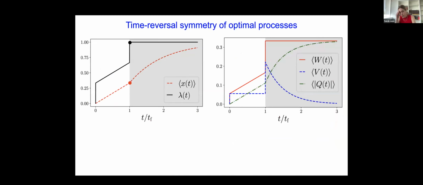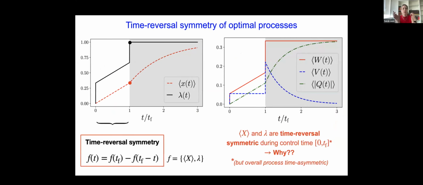Then my experimental collaborators noted something peculiar about all the optimal solutions that we looked at. And that is the following. If we look at the overall process, it is not time reversal symmetric, because at the end, we're actually not in equilibrium and there's going to be a relaxation afterwards. However, if we just focus on the time during which we conduct the control, so from time 0 to TF, both the particle trajectory as well as the protocol obey this time reversal symmetry property. And they asked me, why is this the case?